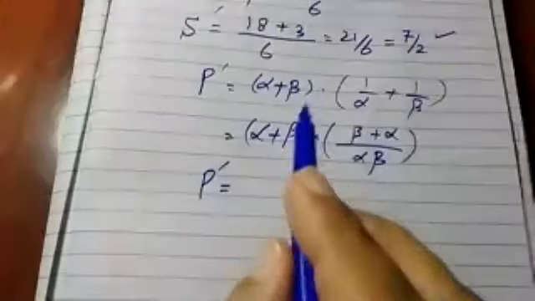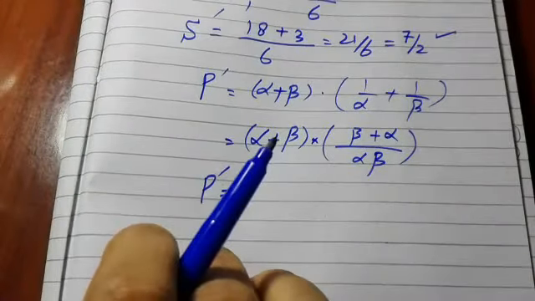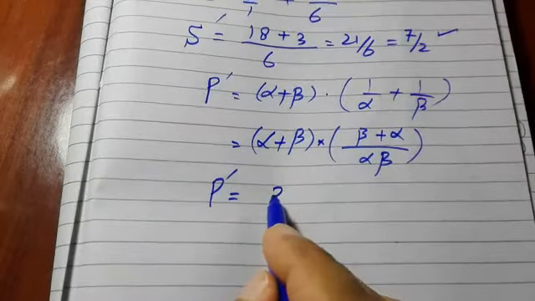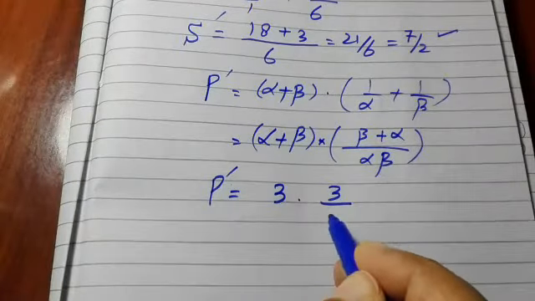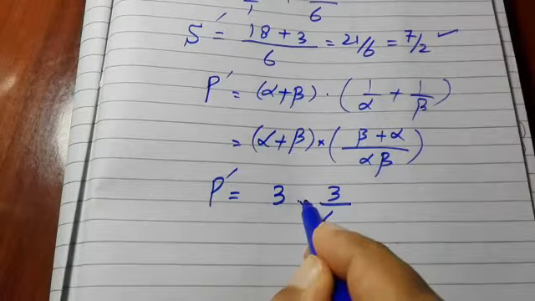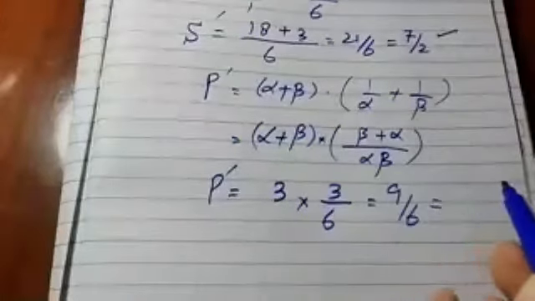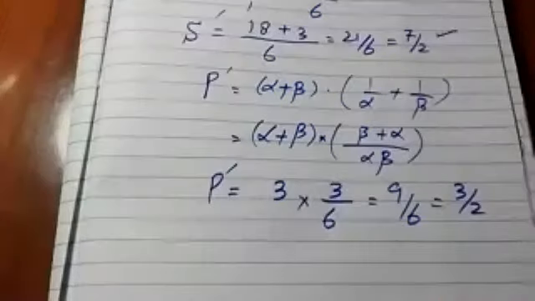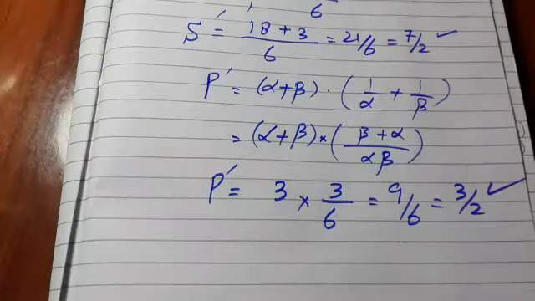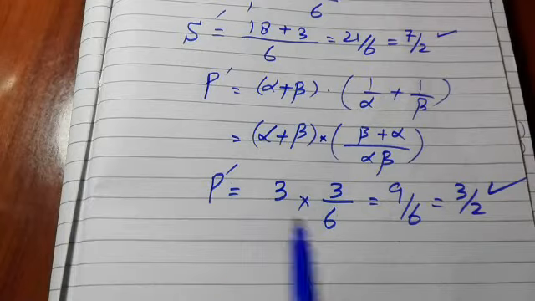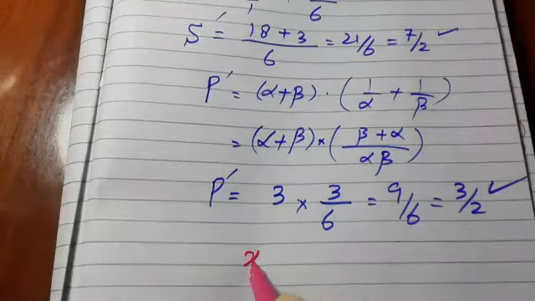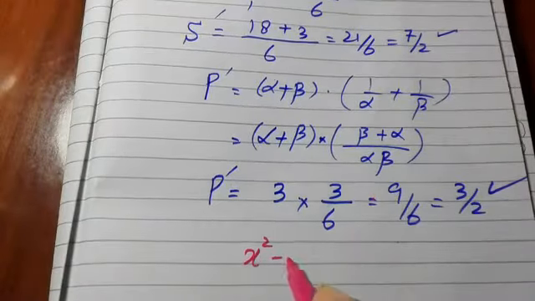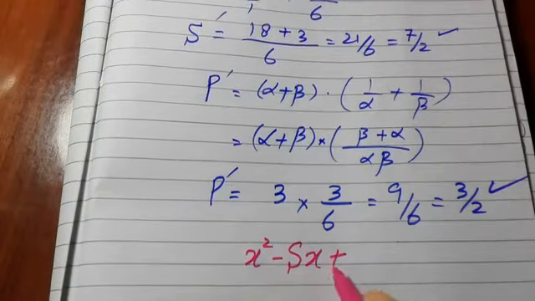So alpha plus beta in this question is 3. So you will write 3, alpha beta is 6. If you multiply them together, it will become 9 by 6 and cancellation will give you 3 by 2. This is P dash. We have calculated S dash and P dash. Now put it into this formula and you will simplify it and you will get the answer. This is plus P equals to 0.